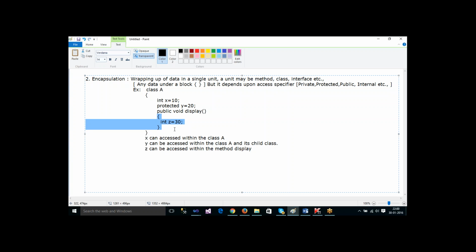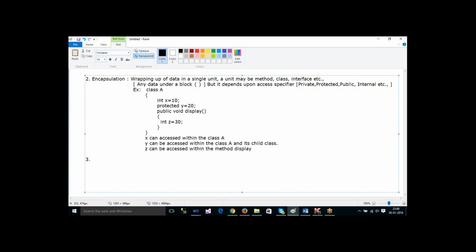That is encapsulated. Outside that block you cannot access it. And x, which is accessed within this block, you cannot access out of that block. That is called encapsulation. But remember, everything depends upon access specifiers. Is it clear?